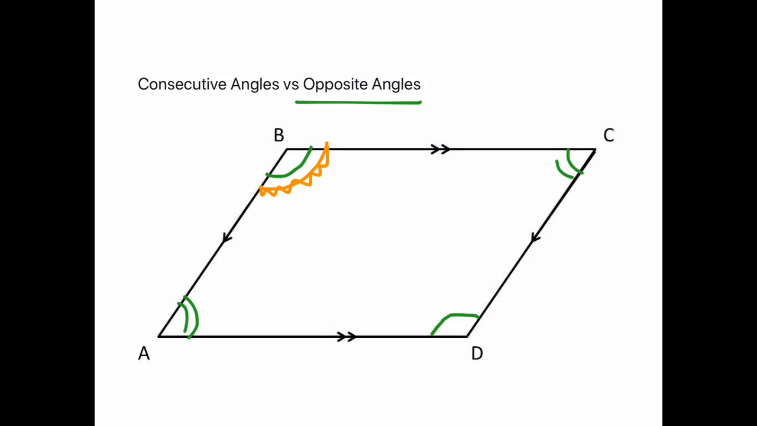We'll make this a squiggly line. And so B and A are consecutive angles. Anything that goes in order. So B and A are consecutive, also B and C are consecutive, A and D are consecutive, and D and C are also consecutive angles. So the ones that are right next to each other are consecutive.